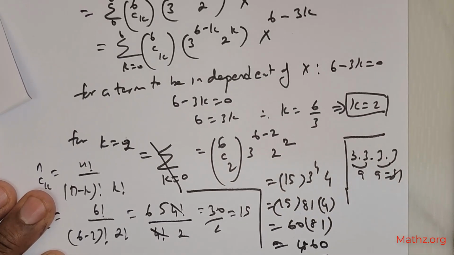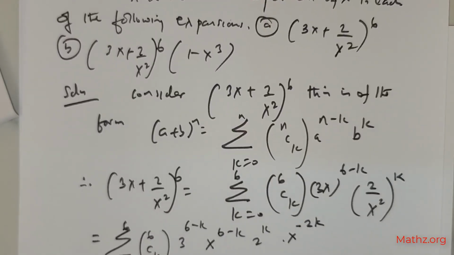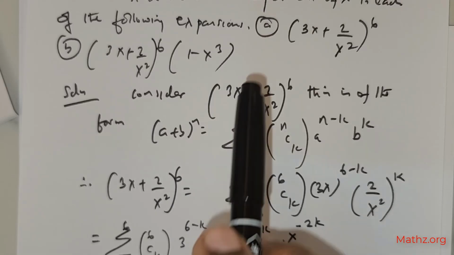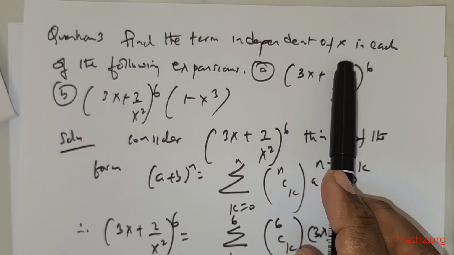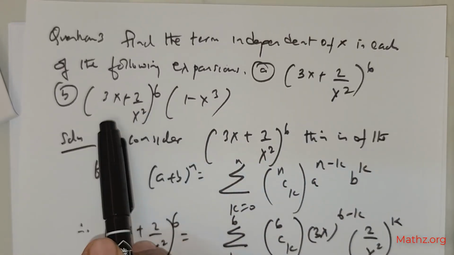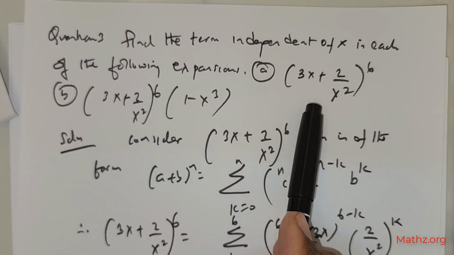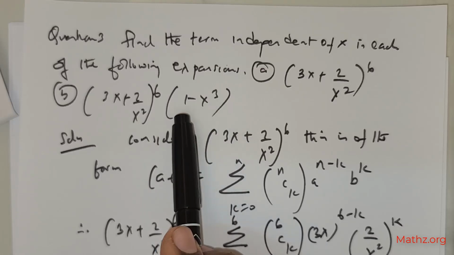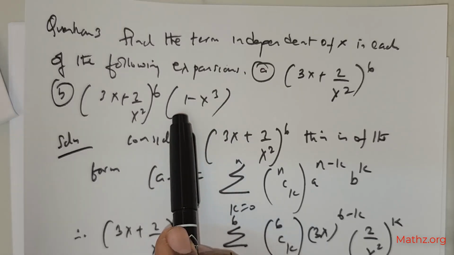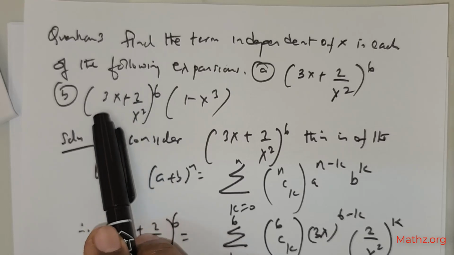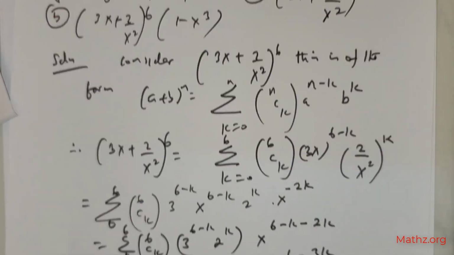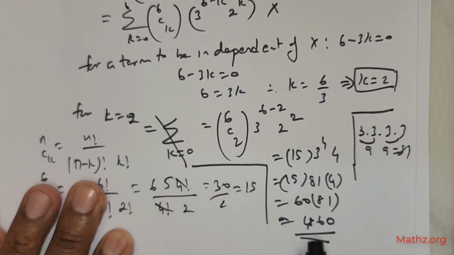4860 is the value or the answer for the first part. Now we need to do the second part. The second part also wants us to extract the term independent of x. Now we have been given the first expression, that is multiplied with 1 negative x raised to the power of 3. Now you have this 1 here. So the understanding is that this is producing a term which is independent of x. That multiplied with 1 will give us 4860.